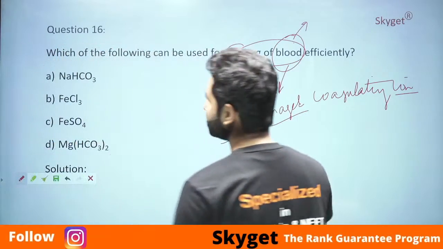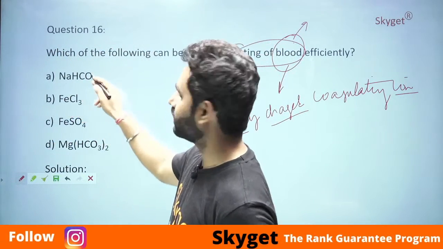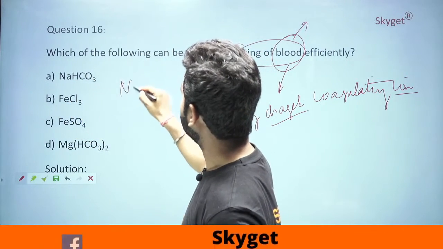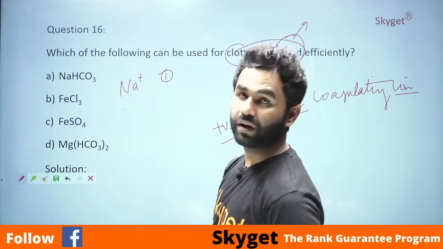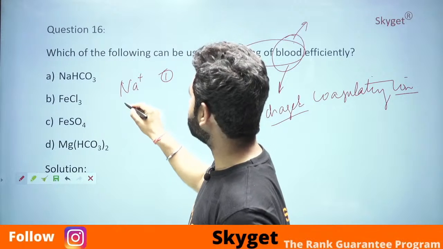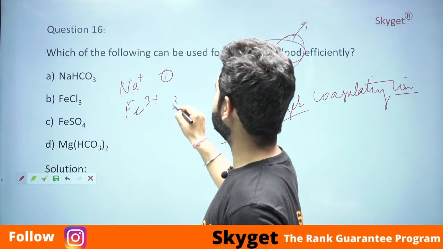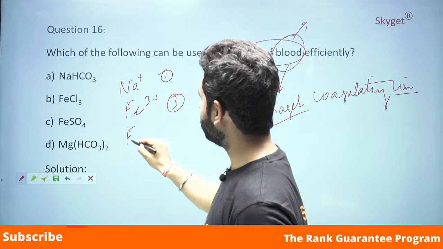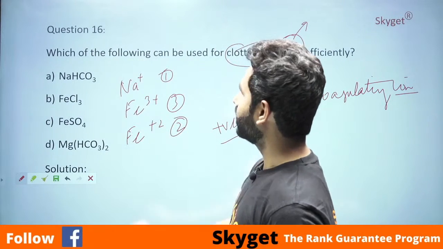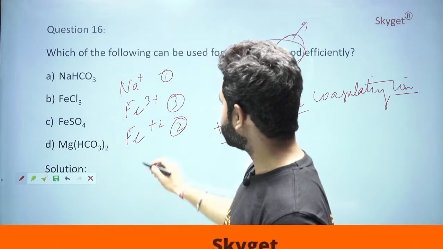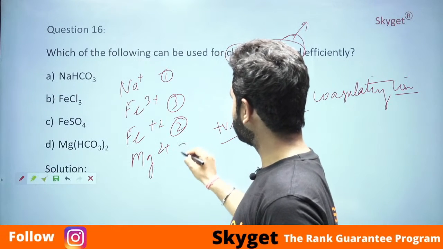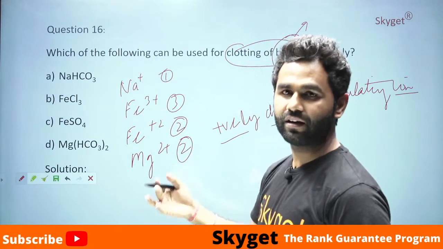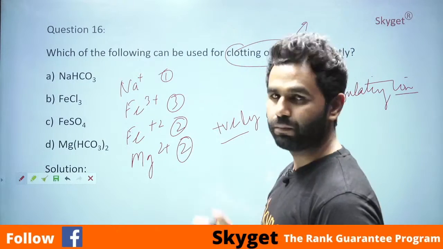Okay, so let's see the options we have. First option we have sodium bicarbonate. Here the coagulating ion is sodium and the charge on it is 1 plus. In the case of FeCl3, the charge is 3. In the case of FeSO4, ferrous sulfate, the charge is 2. In the case of Mg(HCO3)2, the charge is 2. As I told you earlier, if the charge on the coagulating ion is higher, it will be a more efficient way of clotting the blood.